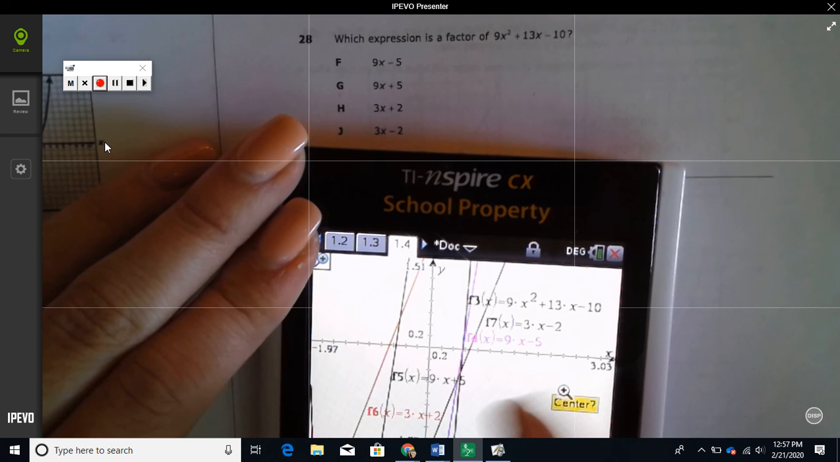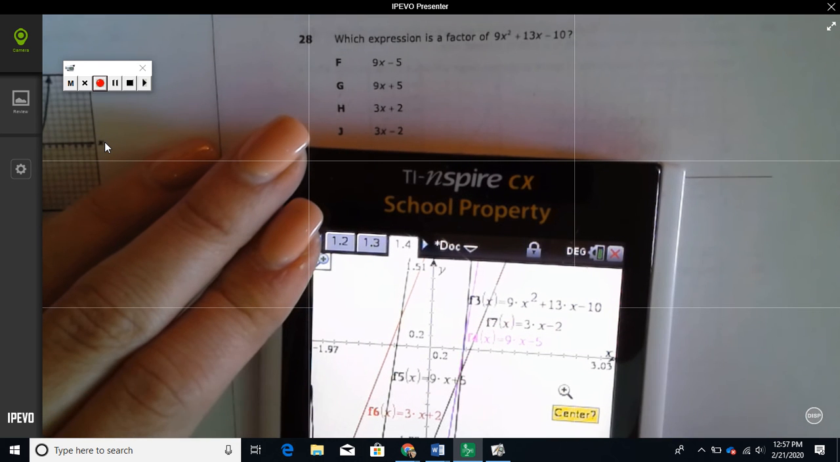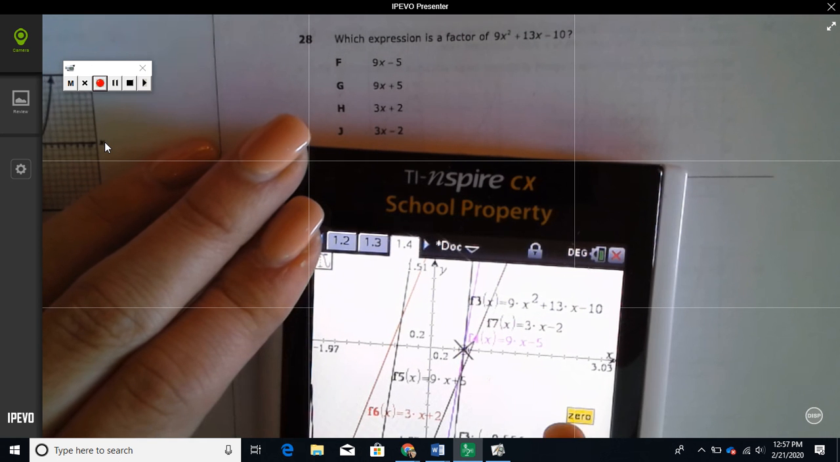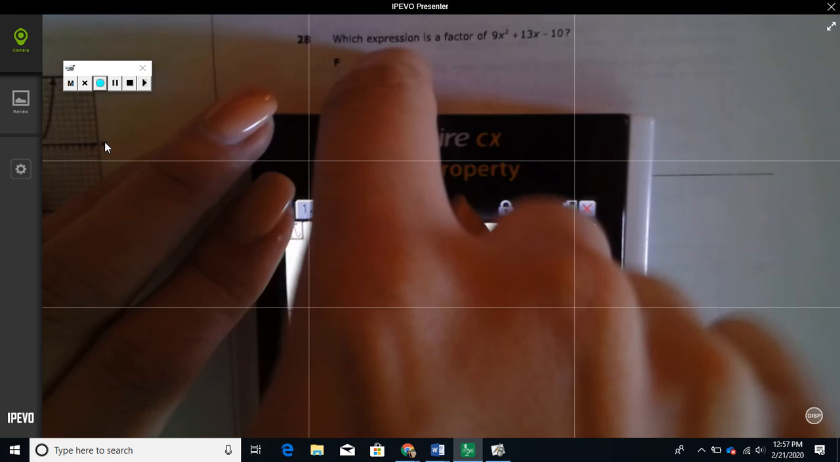Another way you can double check is press menu 5-1, and your calculator will actually tell you where the zero is at. It'll say 0 on your calculator. So it goes through that one. The other one doesn't, so it's letter A. So again, you type them in the calculator, and they need to go through the hearts.